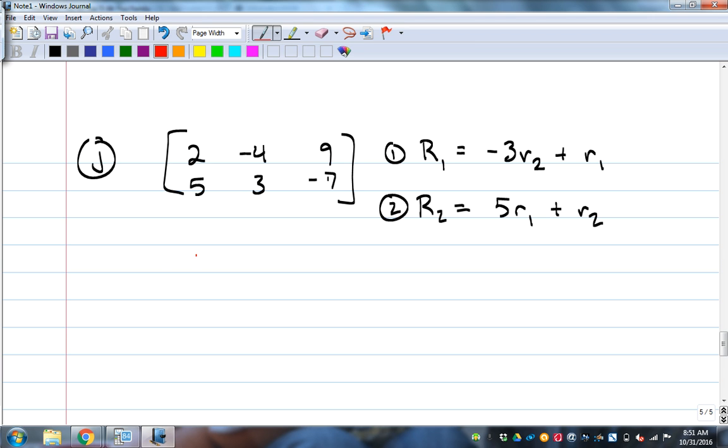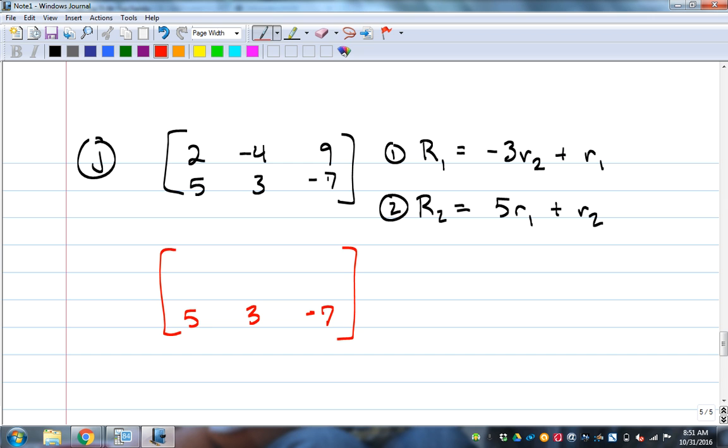So for the first one, what row is changing? The first one. So which one can I copy down? Bottom one. So 5, 3, -7. I know the second row is not changing yet. Okay. So then I'm going to look at it and say, okay, it says -3 times R2, which means -3 times every piece in row 2, and we're adding that to the row 1 value.